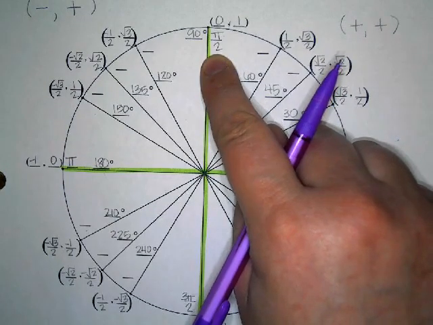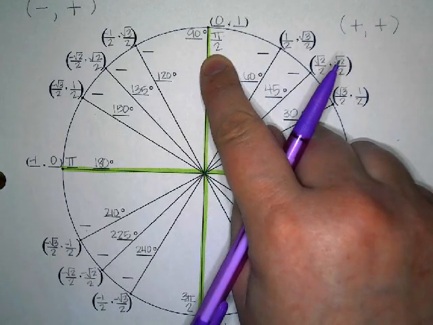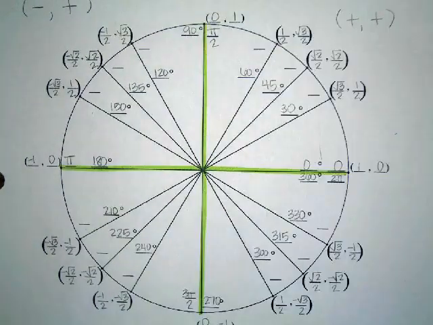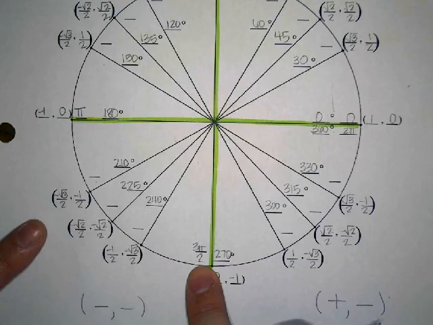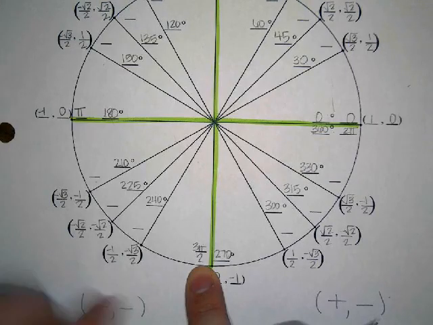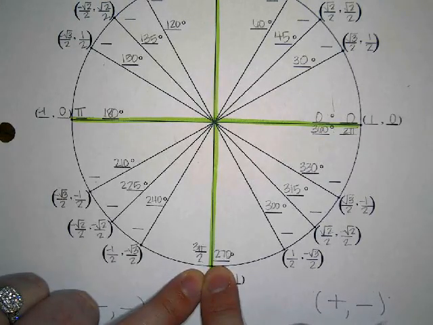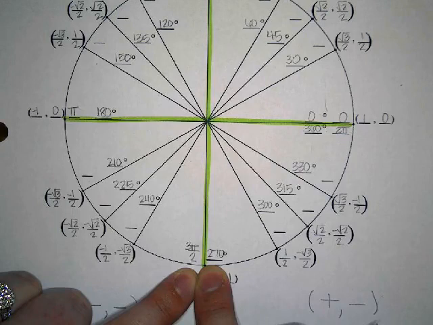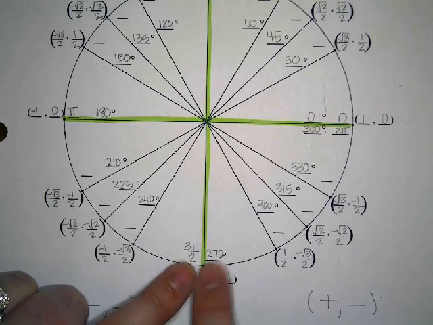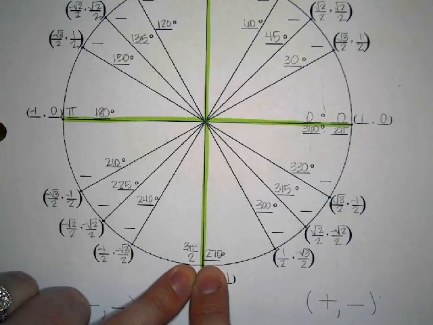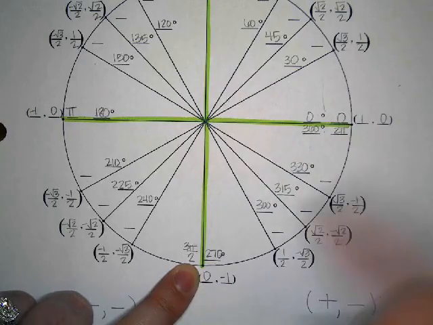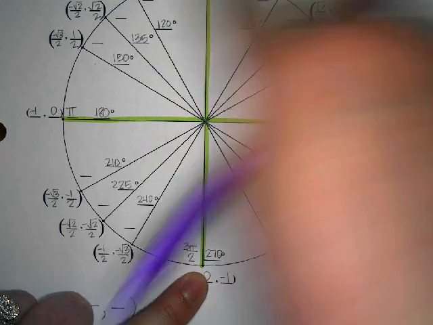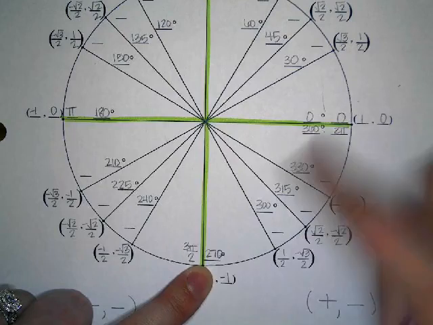Another pair of coterminal angles, I could say that 3 pi halves and negative pi halves are coterminal. Anyone want to explain how I called this negative pi halves? Somebody other than Carly? Sorry, Carly. Yeah, if I went backwards. So this way it's 3 pi halves, or if I go backwards, then it would be negative pi halves going backwards. Does that make sense?